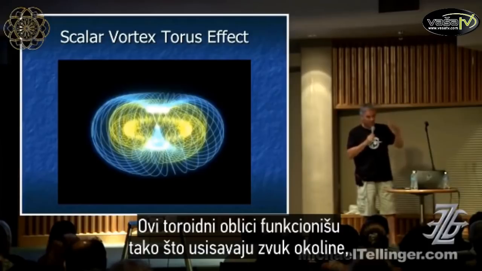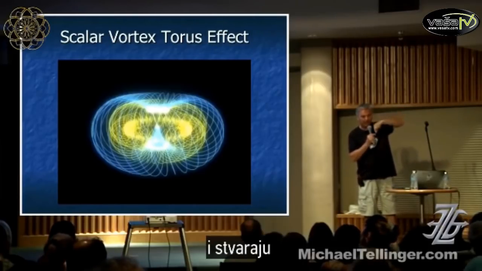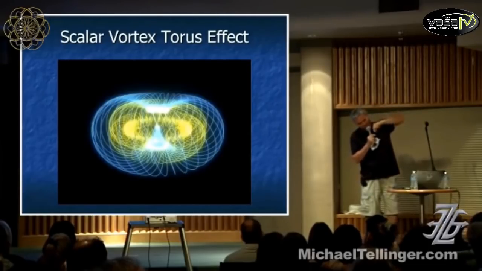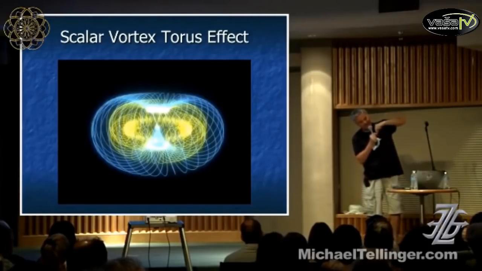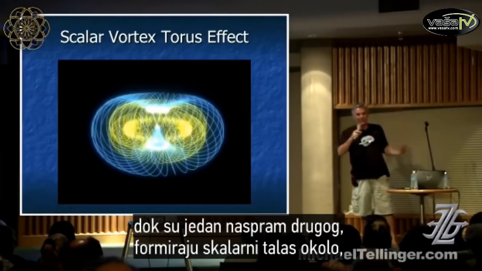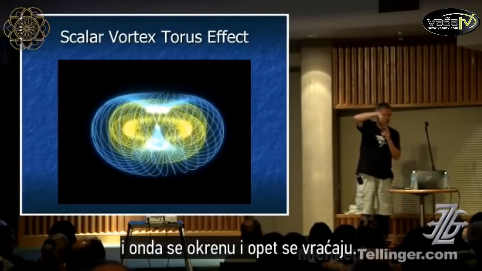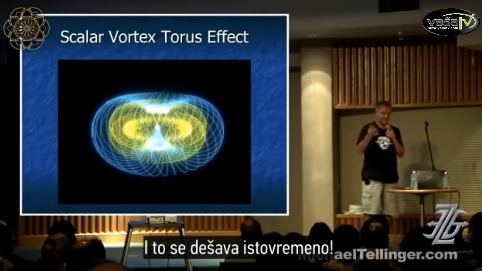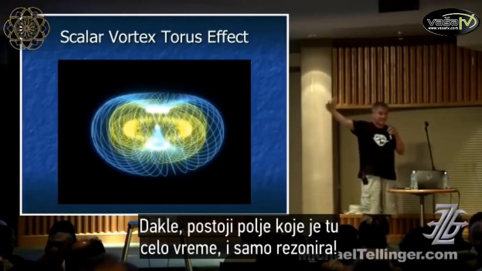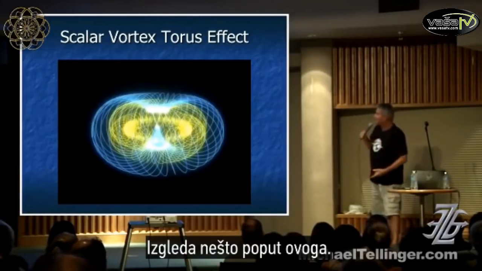So when these toroidal shapes work, they suck in the ambient sound, and as those 2 points hit each other, they create this next scalar wave around it, and it comes around and enters it again, but it happens simultaneously. So it's this actual field that sits there all the time, just resonating. So it looks something like that.